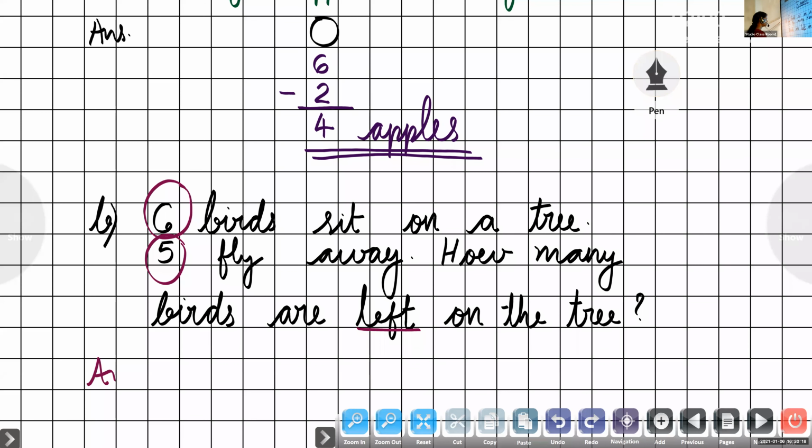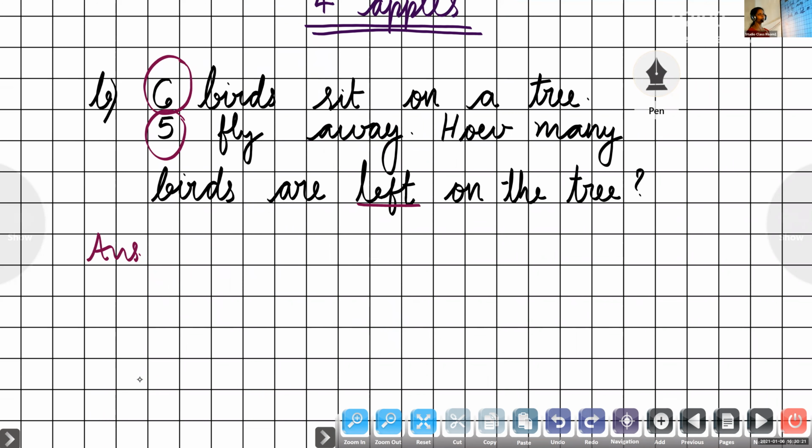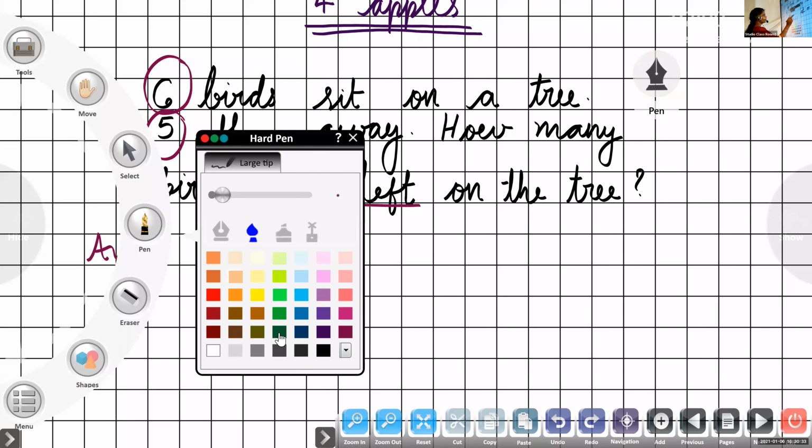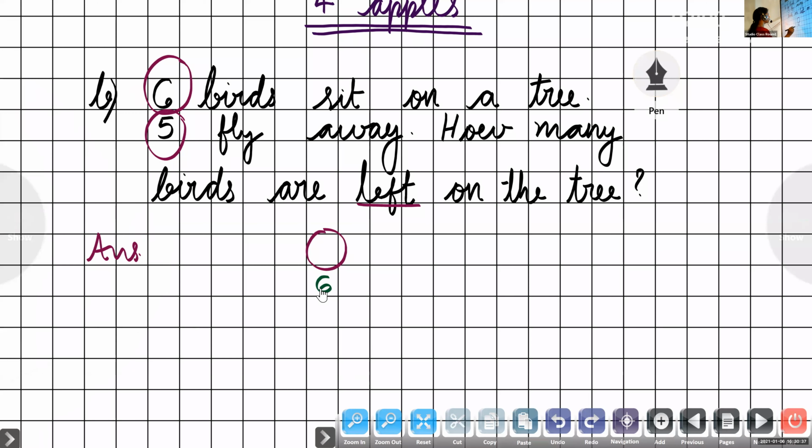You write the answer. Six and five, both are one digit numbers having only one place. So let us write the place O. And six is the bigger number, so let us write the number six first. Then below six, we write the number five. We are subtracting, so we put the minus symbol. 6 minus 5, what is the answer? 1. The answer is 1. So only one bird.